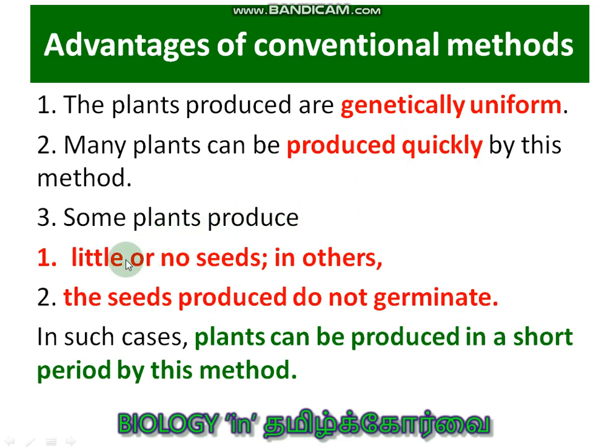Okay, some plants produce little or no seeds. Suppose you take hibiscus, no seeds are produced. Seedless grapes. So in such cases, we can produce the plants with the help of the vegetative reproduction method. So plants can be produced in a short period by this method.